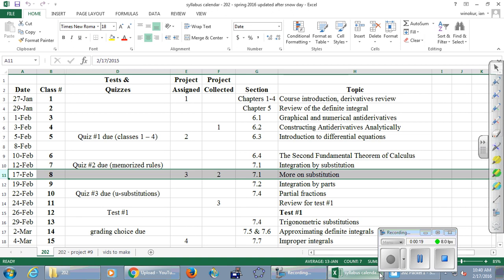Okay, so today is the 17th. We are covering more on substitutions. A couple of things happening right now. Project number 2 is due. Go ahead and throw it in the green folder if you have it done. Project number 3 is assigned. Go ahead and grab one from your table right now.